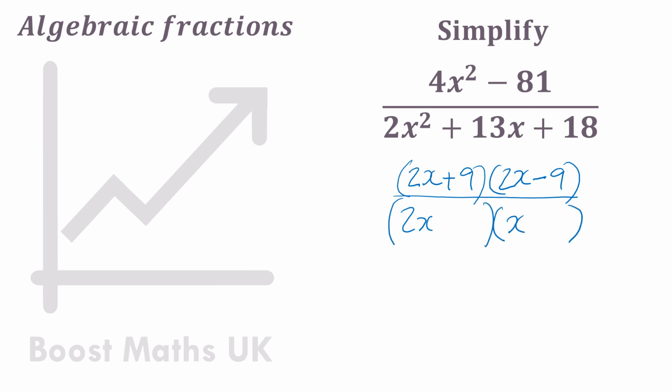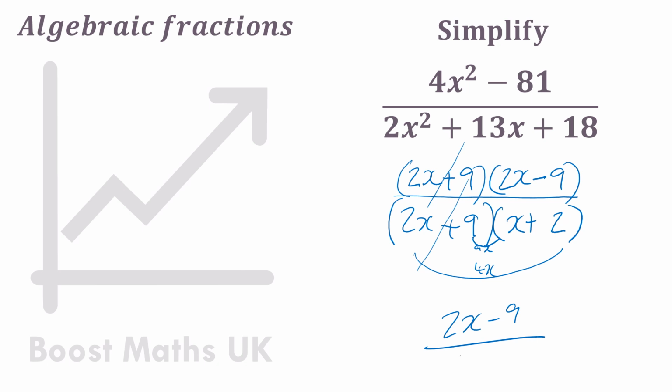What multiplies to 18, that adds to 13, but one of the terms is multiplied by 2. So therefore, the 1 multiplied by 2 is going to be 2, because that will give us 4x. And we're going to put the 9 here, which would give us 9x, which adds to 13x. So from here, we've got 2 brackets identical, the 2x plus 9 and the 2x plus 9. So we're left with 2x minus 9 over x plus 2.